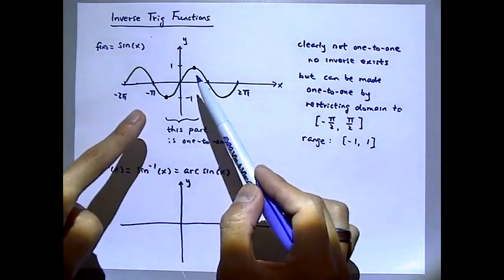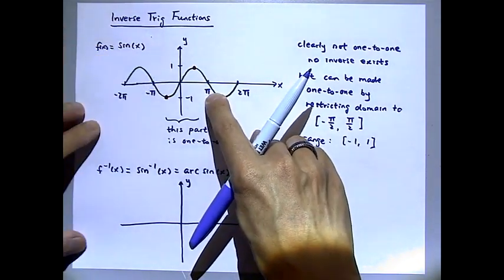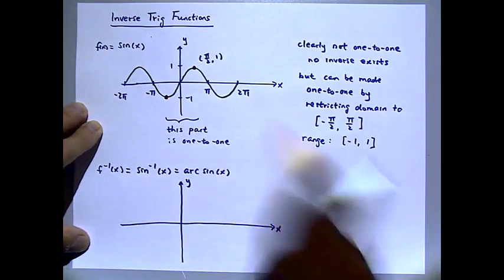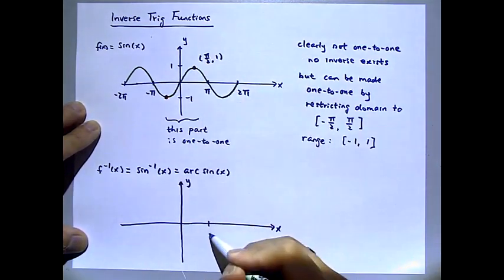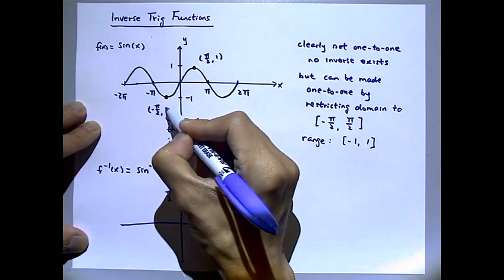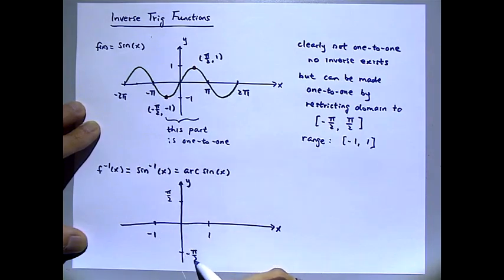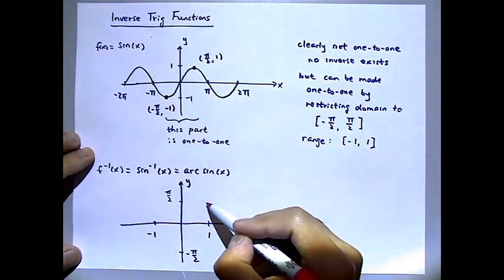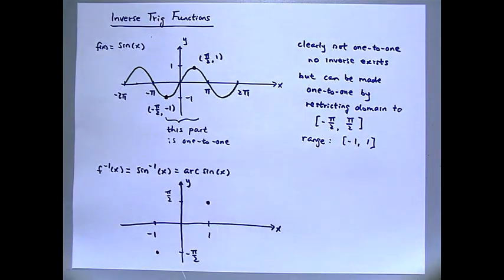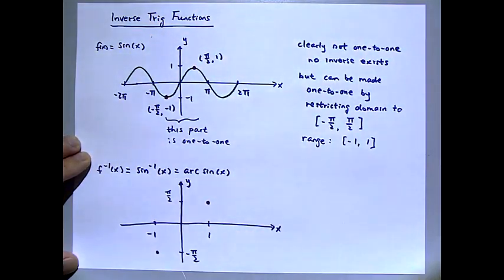Okay, so we take this portion right here, we do a reflection about the line y is equal to x. And when you do that, the x and y coordinates will switch. So this point right here is pi over 2, comma 1. That's going to get switched over to 1, comma pi over 2. And this point right here, this is currently minus pi over 2, negative 1. And that's going to get switched to minus 1, negative pi over 2. So that red dot goes over here. That red dot goes over here. Then you take that shape, do a reflection about the diagonal line, and we get something that looks like this.